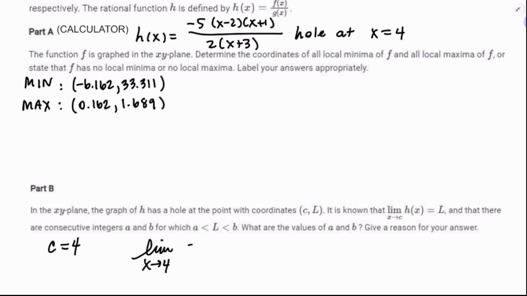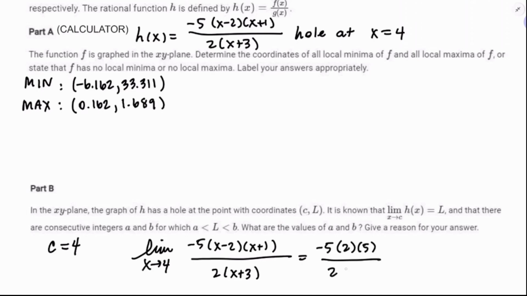Okay, over here, negative 5 times x minus 2 times x plus 1 over 2 times x plus 3. Since I've already canceled off the x minus 4's, all I need to do is plug in. So I'm going to have negative 5 times 4 minus 2 is 2 times 4 plus 1 is 5 divided by 2 times 4 plus 3 is 7. So I'm going to have negative 25 times 2, negative 50 divided by 14. I'm going to try to simplify that down as low as possible. That's going to be negative 25 divided by 7.